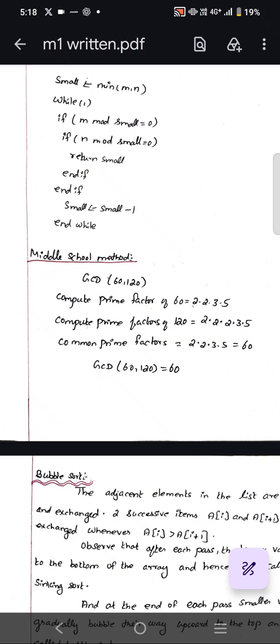For 60 we have 2 into 2 into 3 into 5. That is, compute the prime factors of 60. And for 120 it is 2 into 2 into 2 into 3 into 5. The common factors are 2 into 2 into 3 into 5. That is 60.